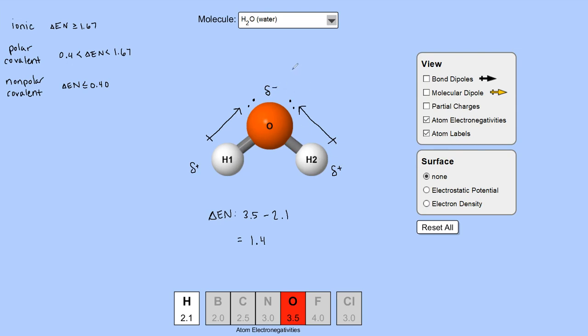Now, the question I want to ask you is, what about my molecular dipole? So let's say I wanted to show if this molecule was polar or not. I want you to imagine that I'm going to erase these arrows. I want you to imagine that we're putting these arrows together at the top of the oxygen here. So this arrow that was pointing this way, I'm going to sort of draw it right here.